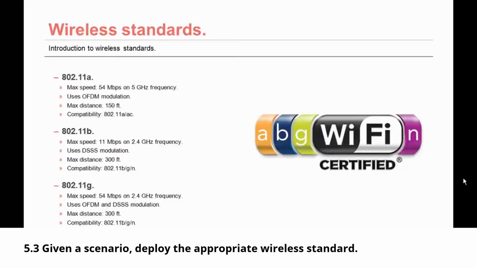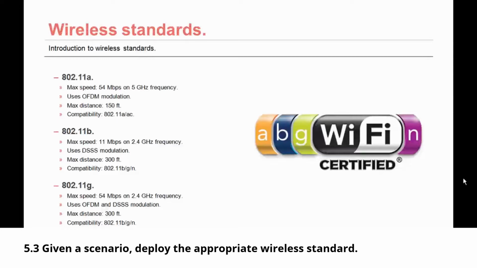Then there's 802.11b. It has a maximum speed of 11 megabits per second and it operates on the 2.4 gigahertz frequency band. 11b uses DSSS as its technique for modulation. It has a maximum distance of 300 feet and it is compatible with 802.11g and 802.11n.